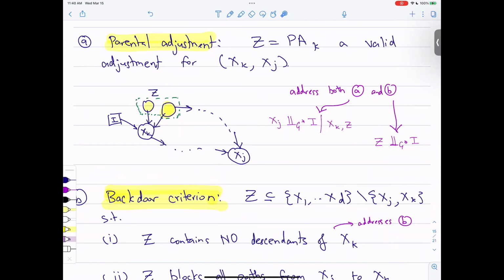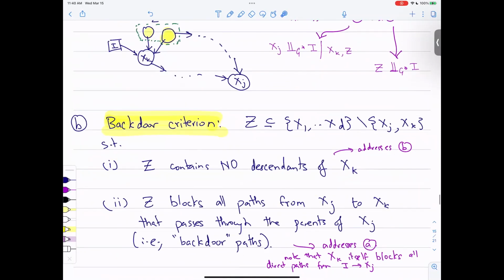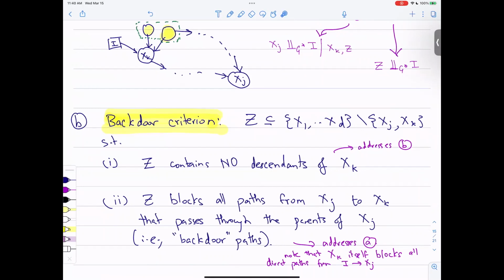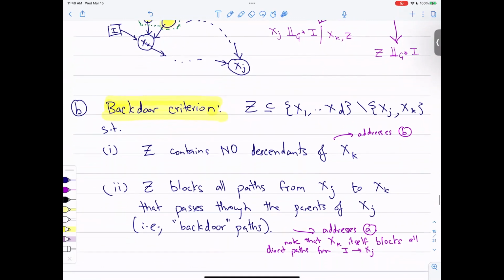I'm trying to motivate through all this something called do calculus, which actually generalizes this to give necessary and sufficient conditions. Adjustments are just sufficient conditions. Okay. So next, the backdoor criterion. That's another criterion, again another sufficient condition. Suppose for some reason you don't have access to the parents. You know there are parents, but you don't have access to those variables. What can you do?